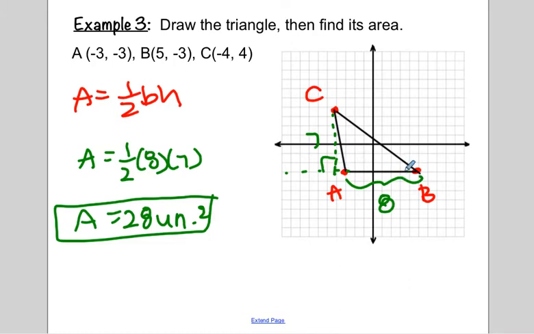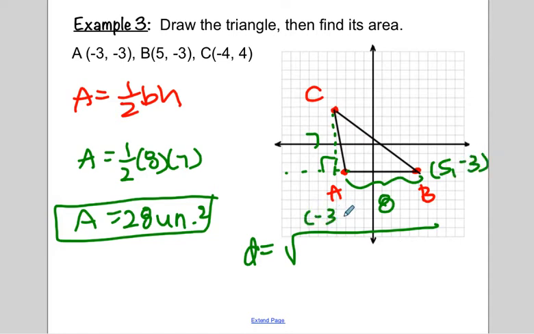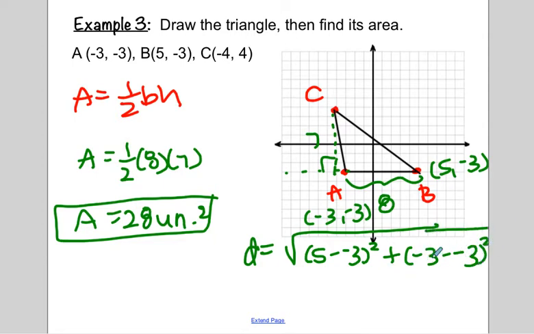Once again, if you did not see that A and B were a nice straight line, you could just count out the distance. You could use the distance formula. So if you wanted to set it up, B is 5, negative 3, and A is negative 3, negative 3. So distance is equal to the x values subtracted. So 5 minus a negative 3 squared plus negative 3 minus negative 3 squared. So this part actually gives us 0.